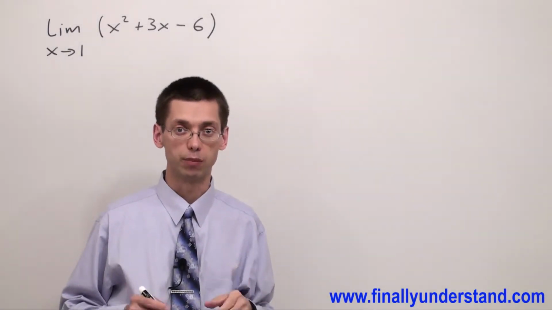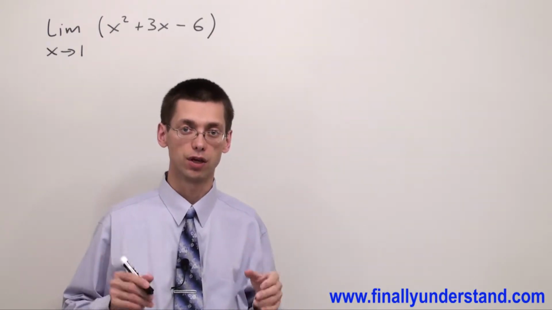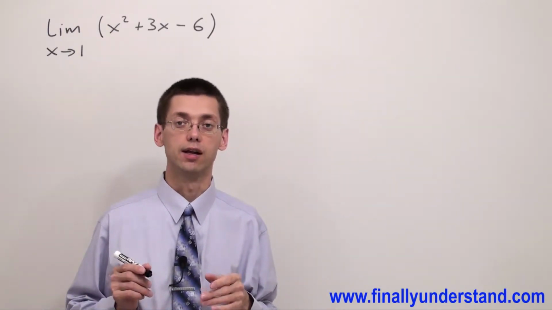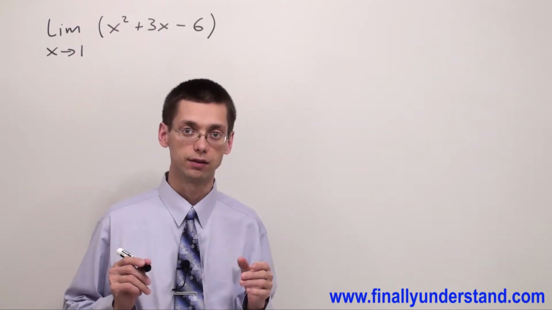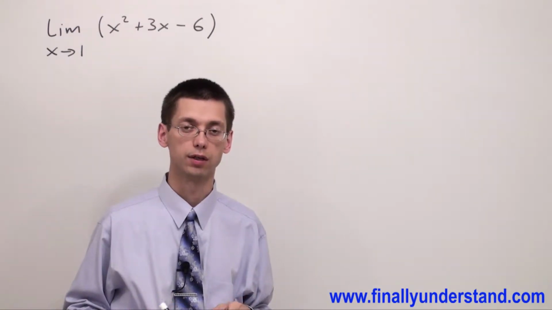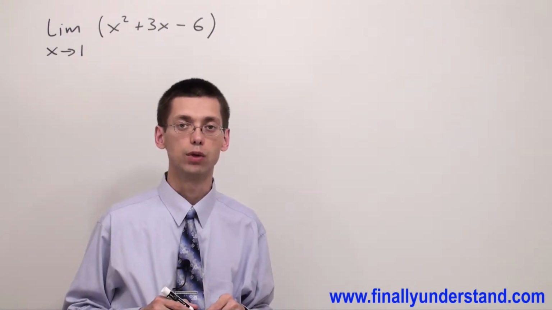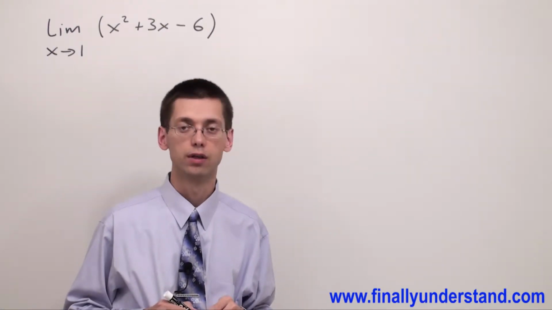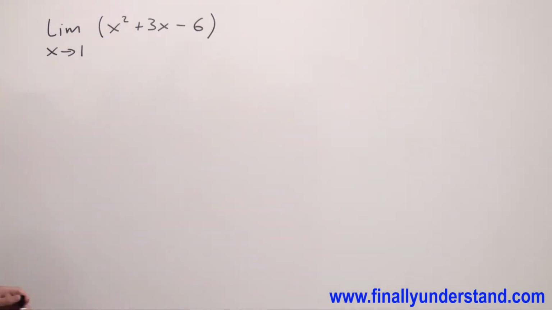You're supposed to remember that the limit of the sums is the sum of the limits. The limit of the differences is the difference of the limits. When we have the limit of a product, we have the product of the limits. When we have the limit of a quotient, we have the quotient of the limits. What do I mean by that?